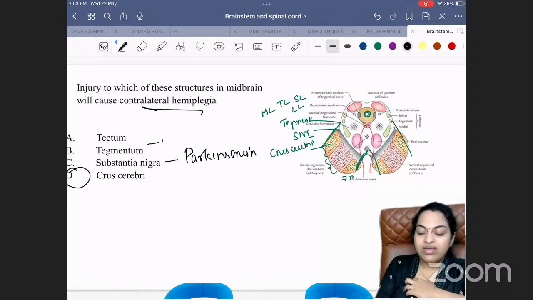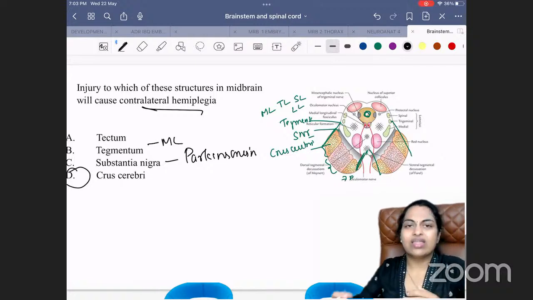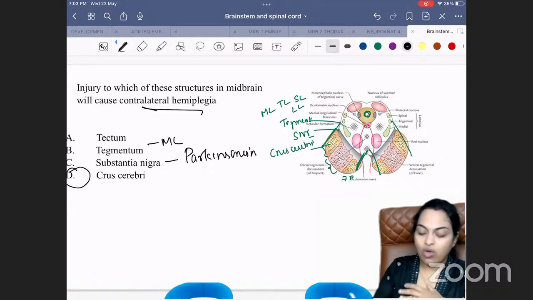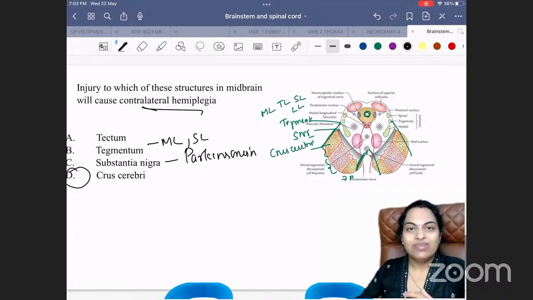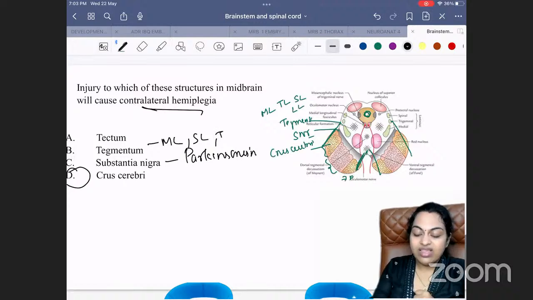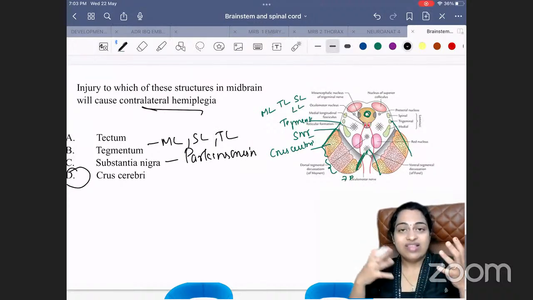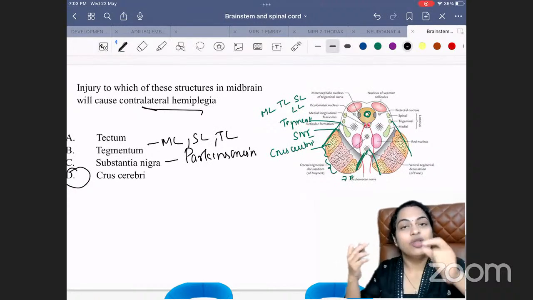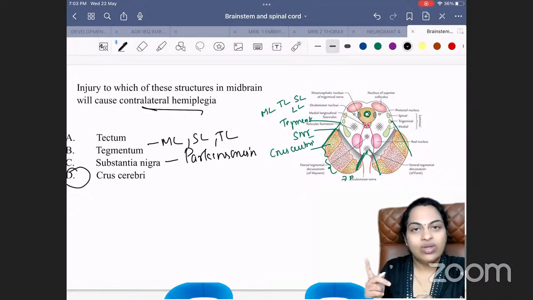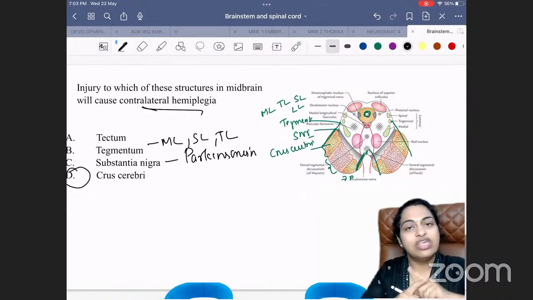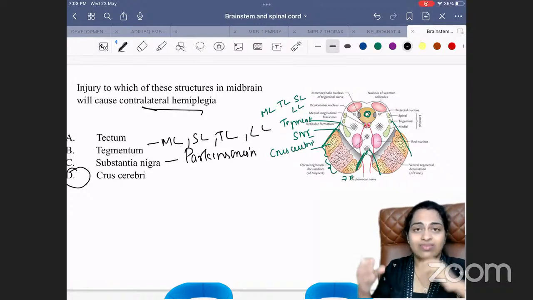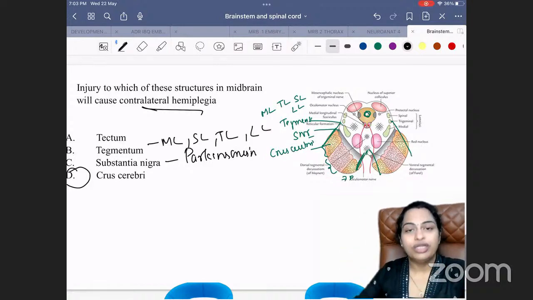And in the tegmentum, you have the medial lemniscus. It's nothing but part of the posterior column pathway. Spinal lemniscus, again, the spinothalamic tract, right? And trigeminal lemniscus, the sensation from the face, but that's going to be crossed. Spinal nucleus and tract of trigeminal nerve, the lesion will be ipsilateral. Trigeminal lemniscus will have crossed fibers, okay? And lateral lemniscus is part of your auditory pathway, okay?